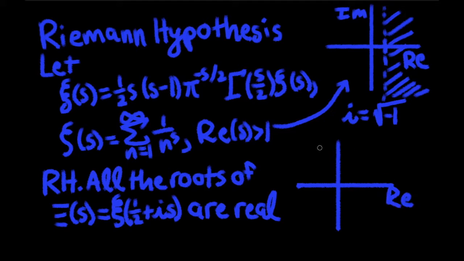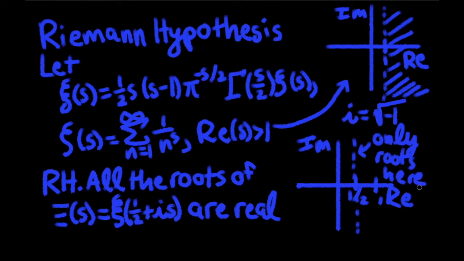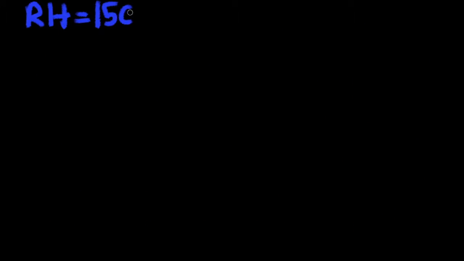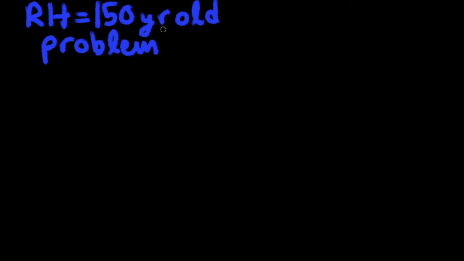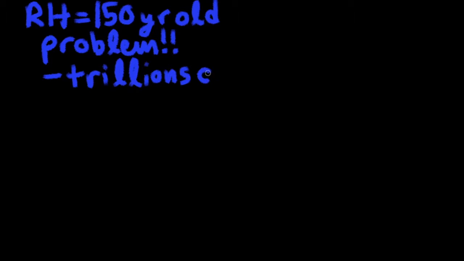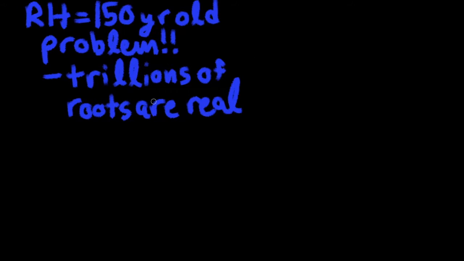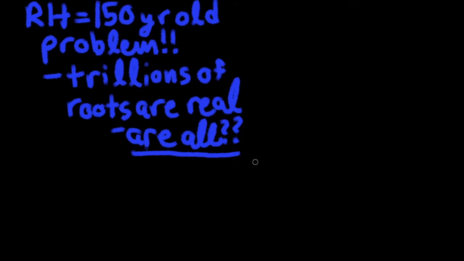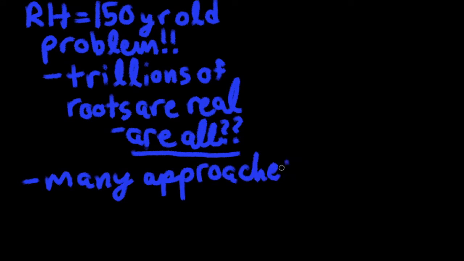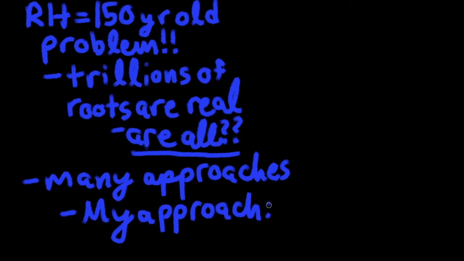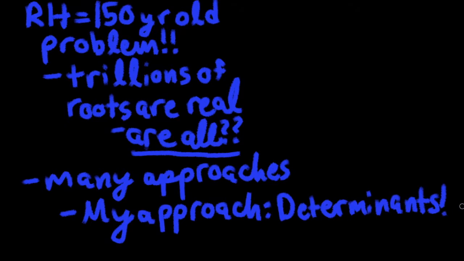Big xi is given there, and we're shifting this onto a certain line, 1/2, and this is called the critical line. But are all of the roots there? That's the big question. This is such a big question that the Riemann hypothesis is a 150-year-old problem. Let that sink in. We know that trillions of the roots are real, but are all of them? That's the question that remains to this day. And there are many approaches to this problem, many of which I will not get into. But my approach is to look at determinants.